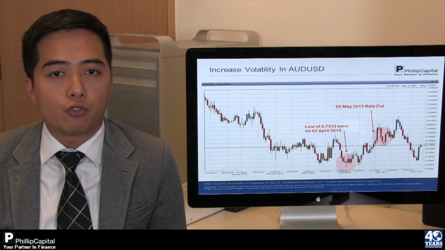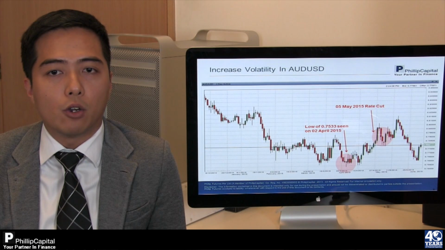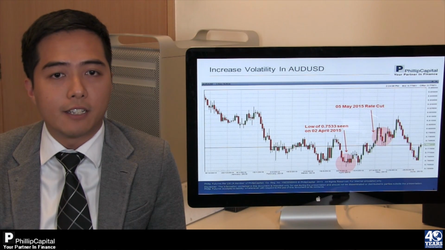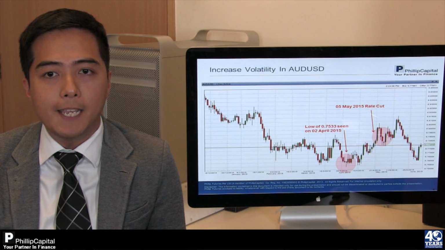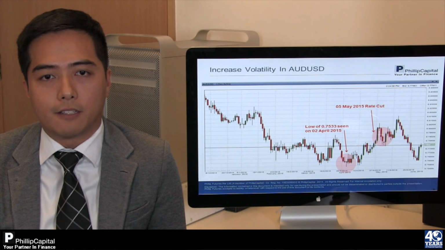The Reserve Bank of Australia, RBA, will depend on three interrelated primary factors. First, the Australia Consumer Price Index, CPI. Second, housing prices. And last, commodity prices.